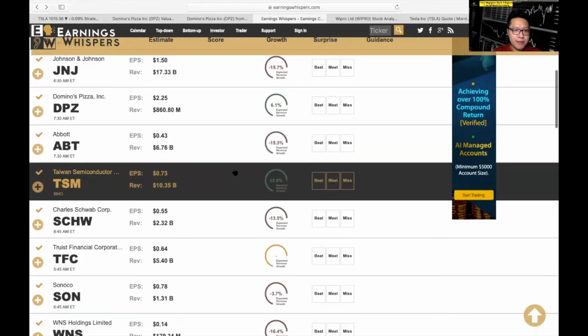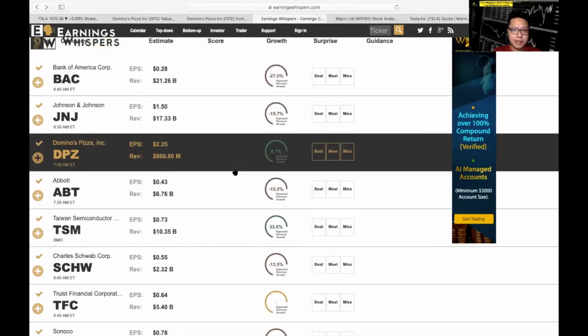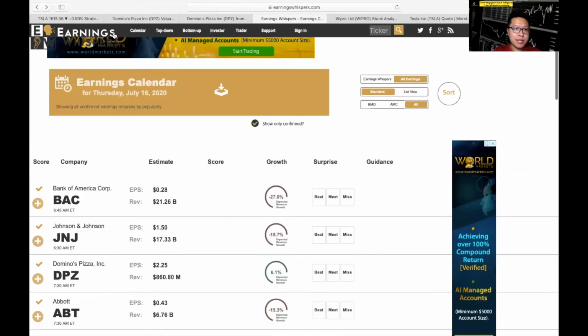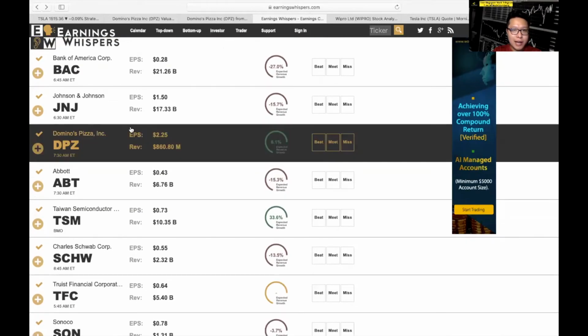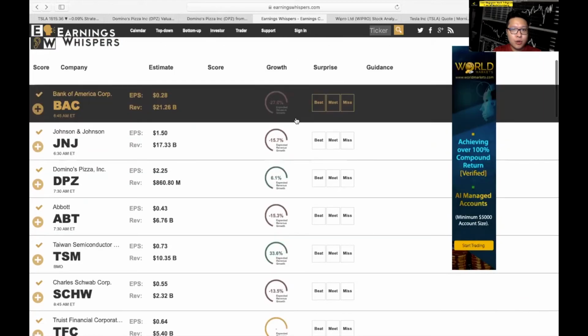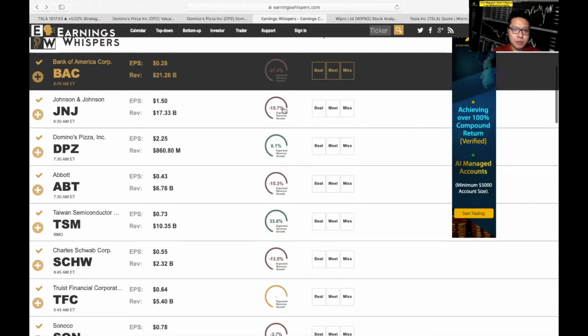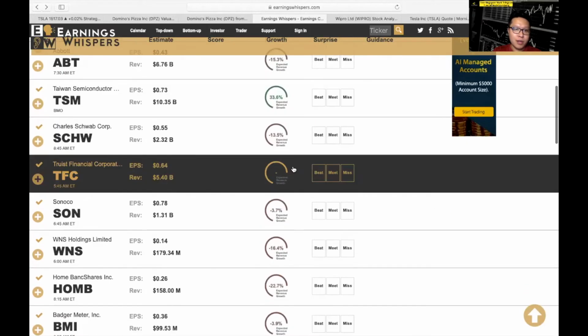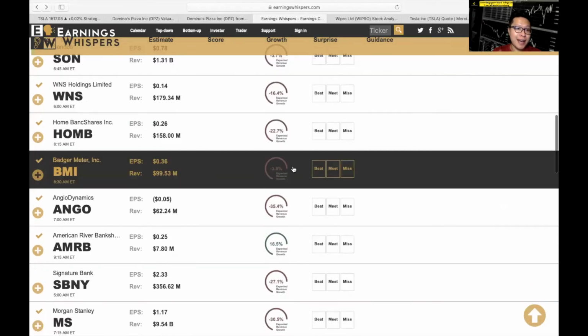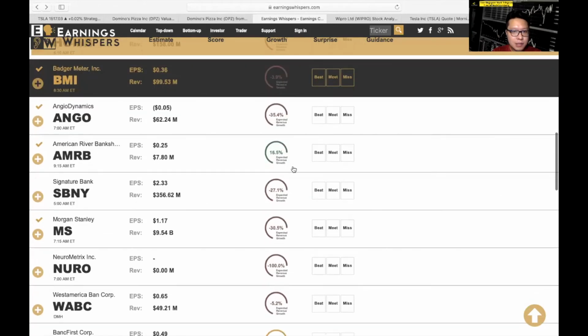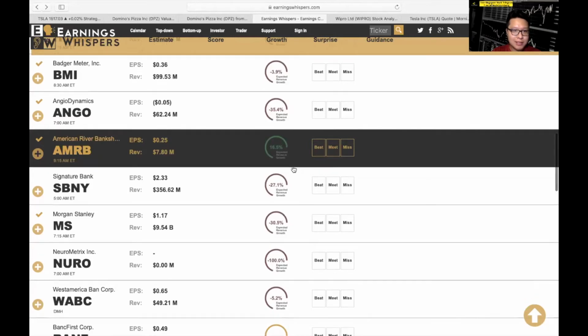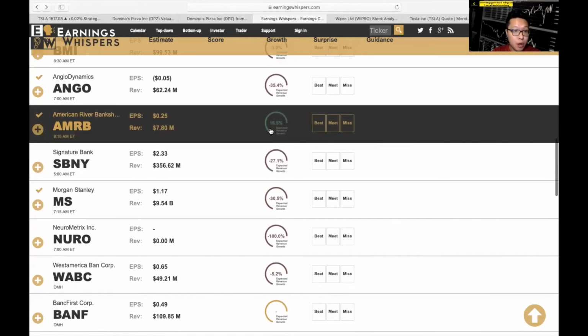But what happened is that I actually found a good company through this particular website called Earnings Whisper. And what did I look out for? You can see over here, this is what I call growth, which means the expected growth of this particular company during the earnings. You can see most of them are negative. Of course, because of COVID-19, most companies are expected to have negative growth. But surprisingly, there are actually some companies that have positive growth.